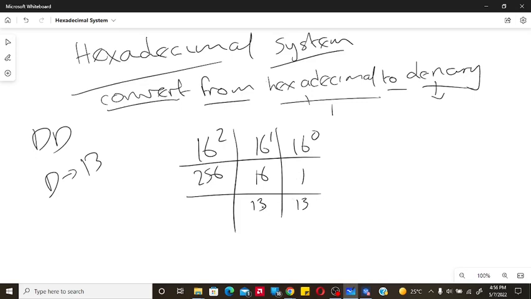Then simply multiply 1 times 13, that gives me 13. 13 times 16 gives me 208. Add those two numbers and that's 221. And as I stated in the previous video, DD was the result of converting 221 to hexadecimal.